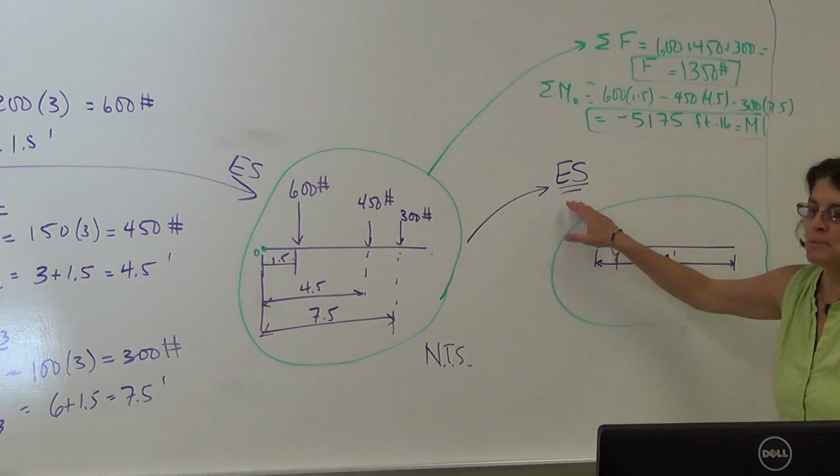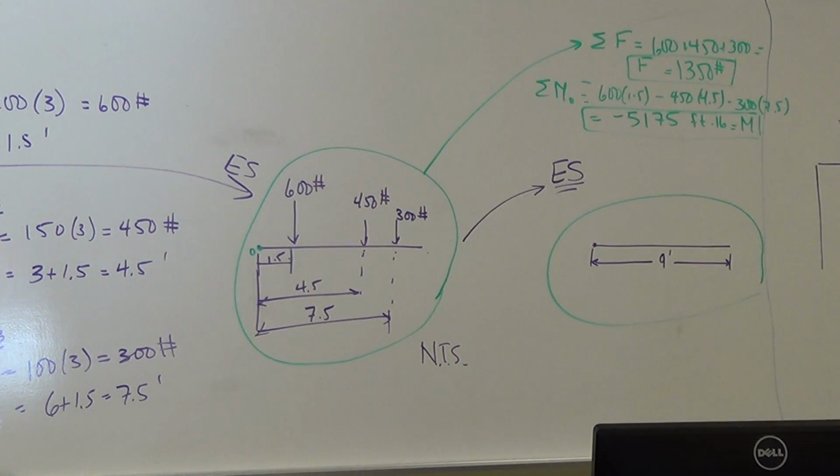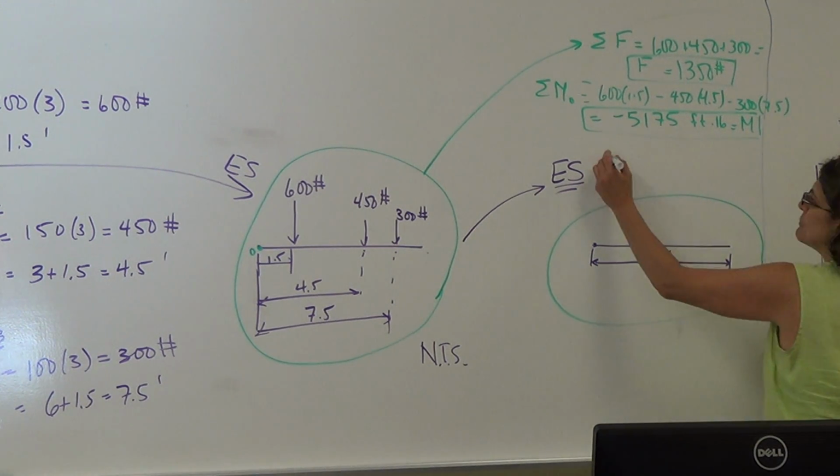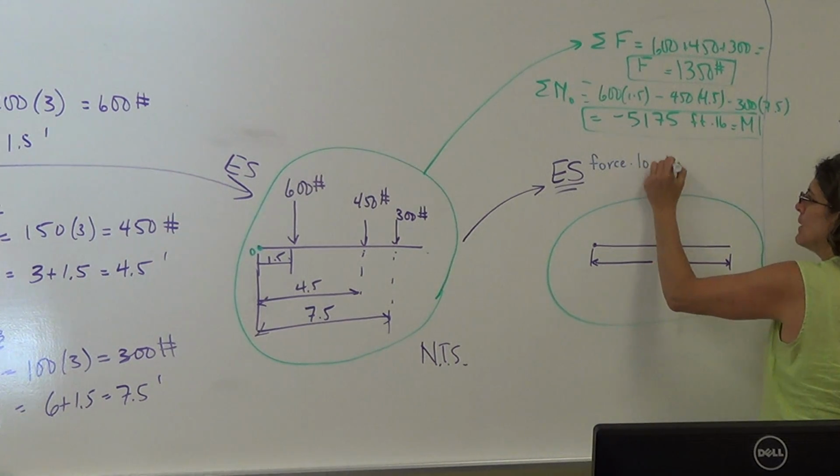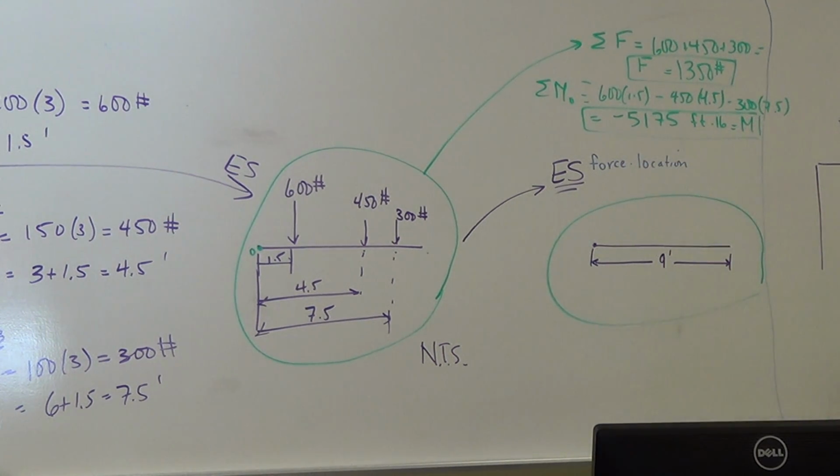Now, there were 2 types of equivalent system problems, right? One was a force-moment problem, where we put the force and the moment at the same point. Well, what kind of equivalent system problem is this? It's not a force-moment problem. It's a force-location problem. They want one force at a certain location.